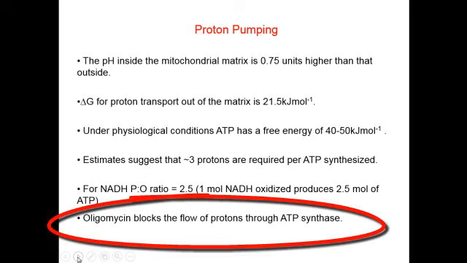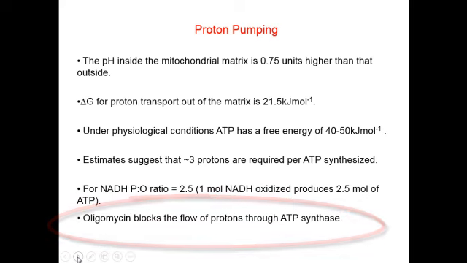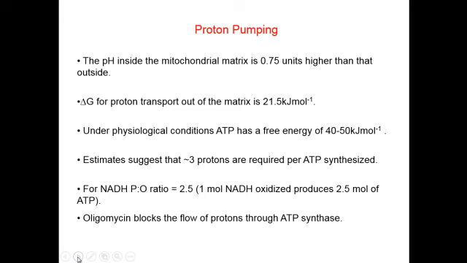We also have an inhibitor that blocks the flow of protons through ATP synthase, and that is oligomycin. And oligomycin is produced by Streptomyces and is an antibiotic. And so this will actually prevent the flow of protons and thus prevent the production of ATP.